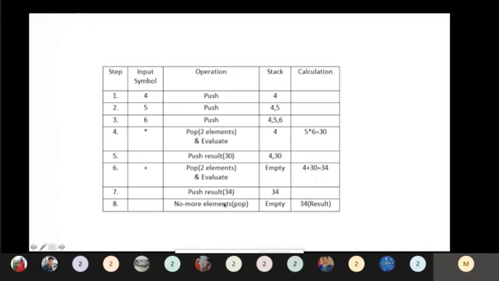So finally, what to do? You just pop it outside. Whatever answer we got, that answer is 34. You just take it outside and write the result. That's it.